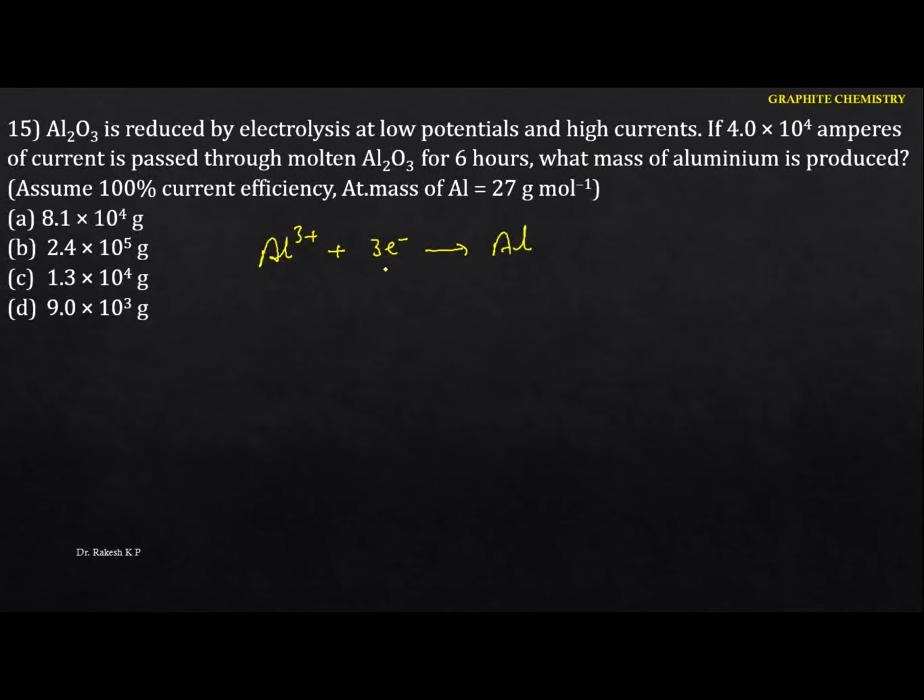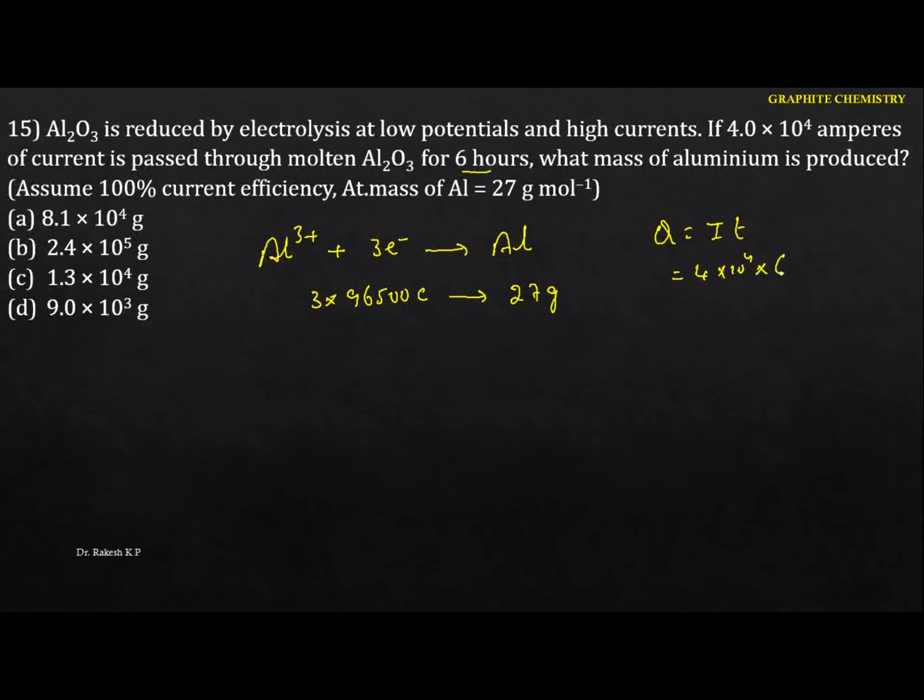So 3 electrons means 3 Faraday. I'm going to take it in terms of coulomb here: 3 into 96,500 coulomb. On passing this much quantity of current through this electrolytic solution, it deposits 27 gram of which one? Aluminium. But let me calculate what quantity of current we passed here. See this one. What is the I value they have given? That is 4 into 10 to the power of 4, into the time for 6 hours.